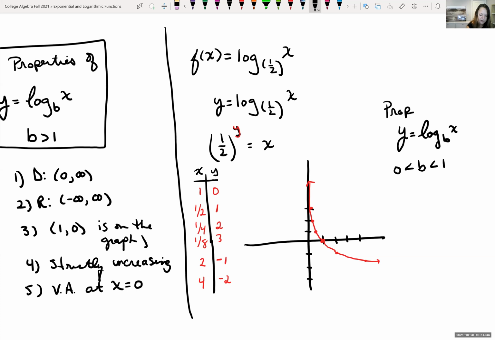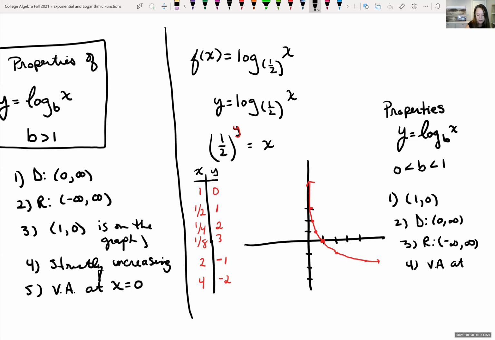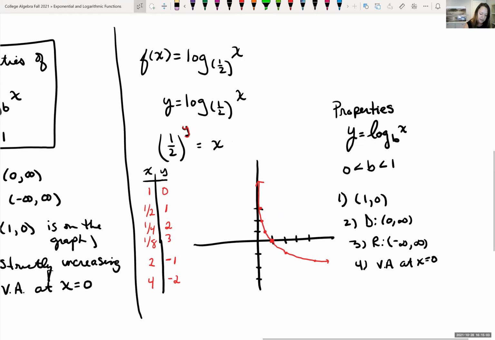So notice that this graph, again, we have a point at 1, 0. Our domain, our values from 0 to infinity. Our range, we're looking at numbers from -infinity to infinity. We still have a vertical asymptote at x equals 0. And this one is strictly decreasing.